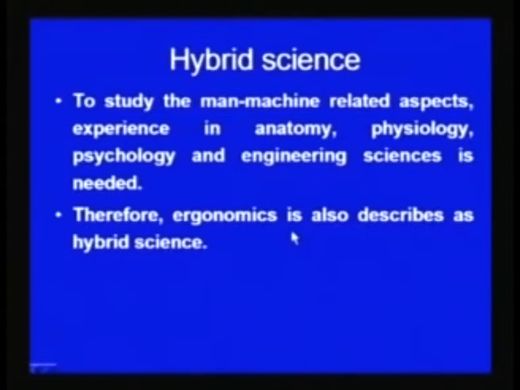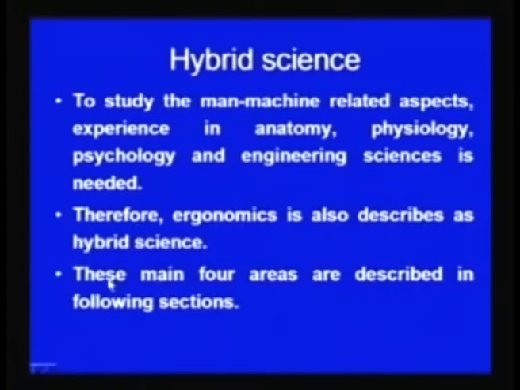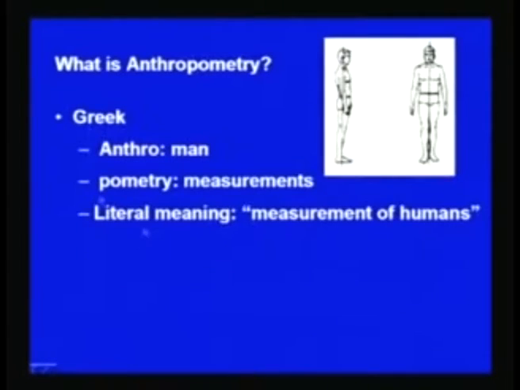So, ergonomics therefore is described as a hybrid science, and these are the four main areas which have been described in detail in the following sections. Anatomy, whose one component is anthropometry. Anthropometry is a combination of two Greek words. Anthro means the man, and pometry stands for the measurements.